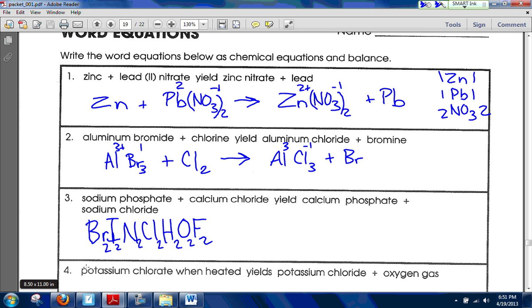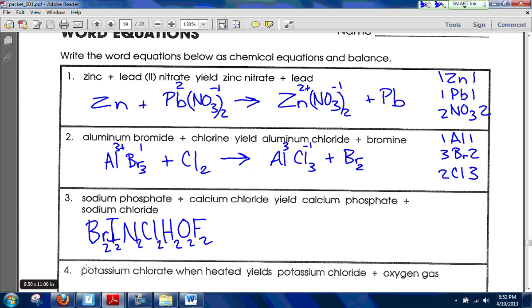Now again, bromine is part of the Brinkelhoffs, which means when bromine is all by itself, not bonded to anything else, it'll be Br2. Okay, now we just need to balance. We've got aluminum, we've got bromine, and we have chlorine. So there's 1 aluminum on each side. There are 3 bromines on the left, 2 bromines on the right. There are 2 chlorines on the left, 3 chlorines on the right. Looks like a good time for the 2-3 trick again.